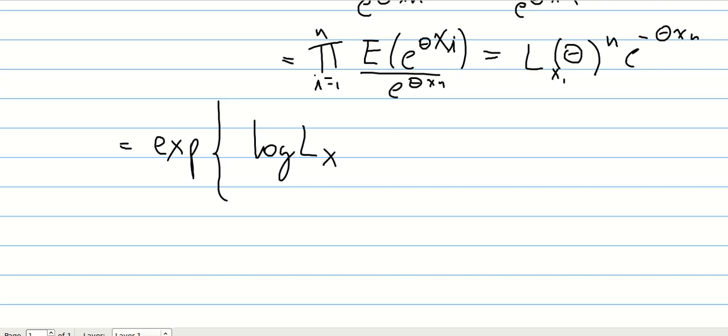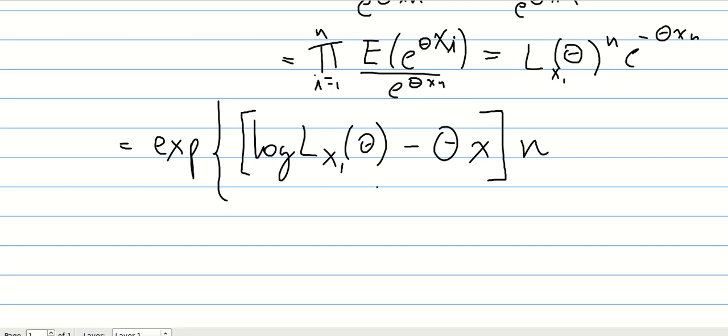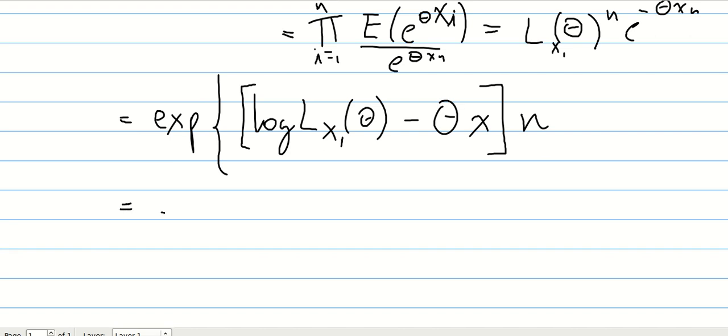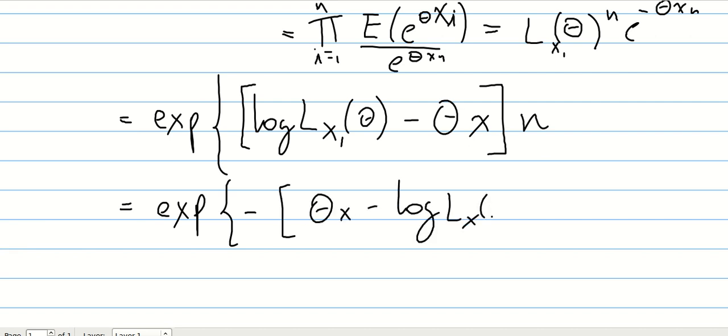So here we have log of Lx1 theta. Put in a bracket here. Minus, now the log of the exponential is just the argument. And outside we have n. I'm going to revert the order of this because I want to make it look like it's something decaying. I want to have the feeling that this is going to 0, so I'm going to put a minus here, theta x minus log of the Laplace transform times n. And note that this holds true for every theta larger or equal to 0.